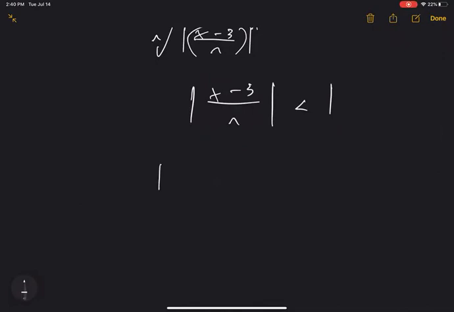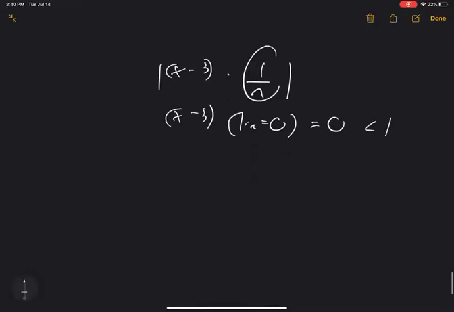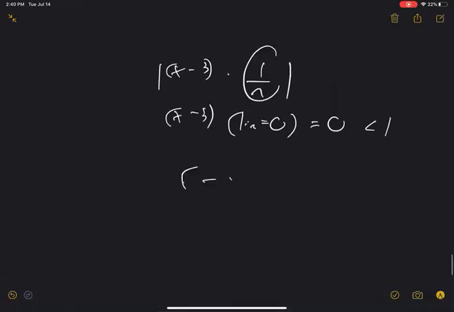Another way to think about this is I could rewrite this as x minus 3 times 1 over n. The limit of this piece is 0, and then x minus 3 times 0 is always 0. So that's always less than 1. So this is a series that converges everywhere, converges for all x. So the interval of convergence is negative infinity to infinity, and the radius of convergence is infinity.